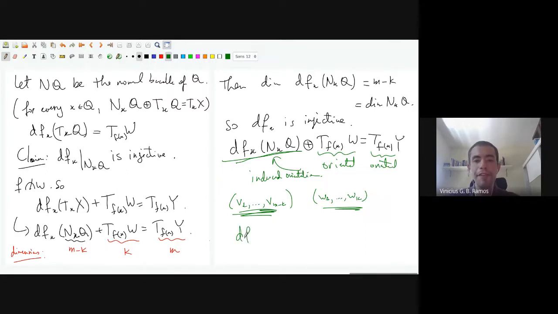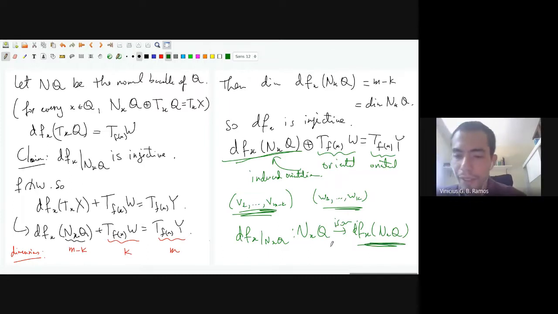But because df, when you restrict it to the normal bundle NQ, this linear transformation is actually an isomorphism to its image. It is an isomorphism because it's injective. So when you look at the image, you have an isomorphism. The isomorphism, of course, induces an orientation also. So an oriented basis here is going to induce what it means for a basis here to be oriented.